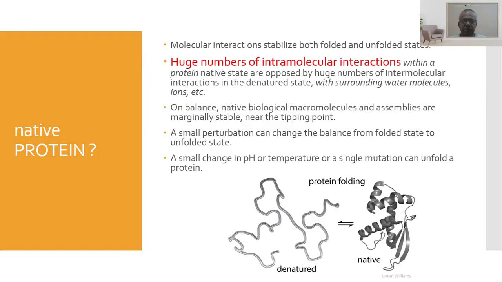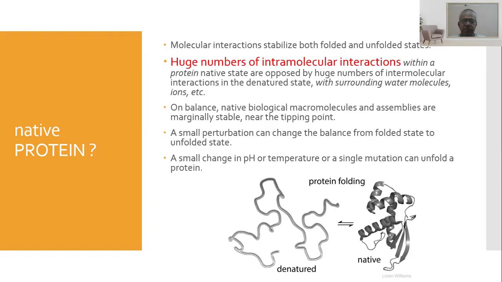This is going to change the balance from folded state to unfolded state. So how does this perturbation occur? This perturbation occurs because of a small change in pH, temperature, or a single mutation. They can unfold a protein from native protein to unfolded protein. There are so many denatured proteins in the surrounding water molecules or any solvent molecules, and there are a huge number of interactions.